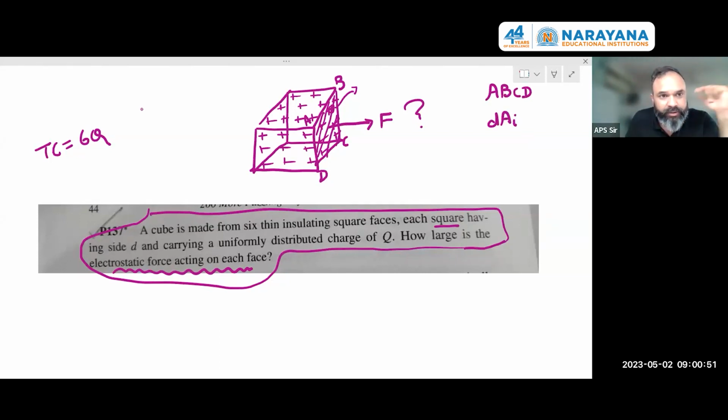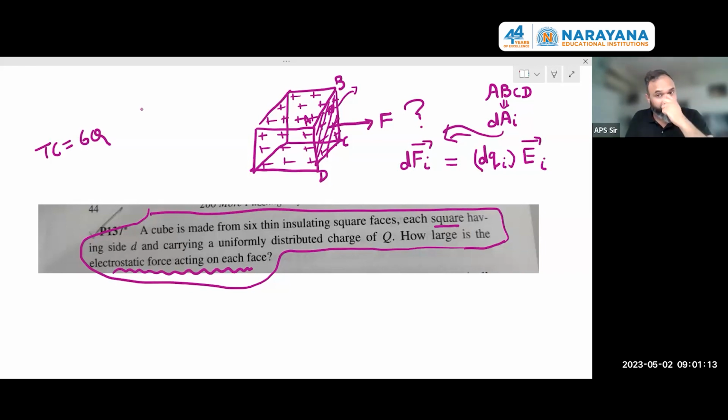Now I'm making a statement. The differential force on the ith element on the face ABCD should be written as the sigma. Basically, I'll write dq of that ith element and multiply by the field E vector there. And if I can find the sigma of all these, this is my answer. My answer is the resultant of all these forces.